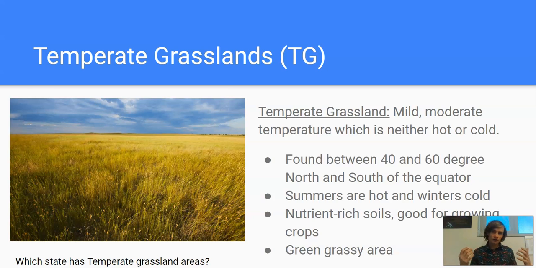So if you were to drive across Nebraska or Iowa or parts of Ohio, Indiana, Illinois, Michigan, they're going to have a lot of good farmland to grow a lot of crops. There's going to be a lot of green, grassy area. They often have more rainfall in this area as well, so a good climate for farming. These are the grasslands.